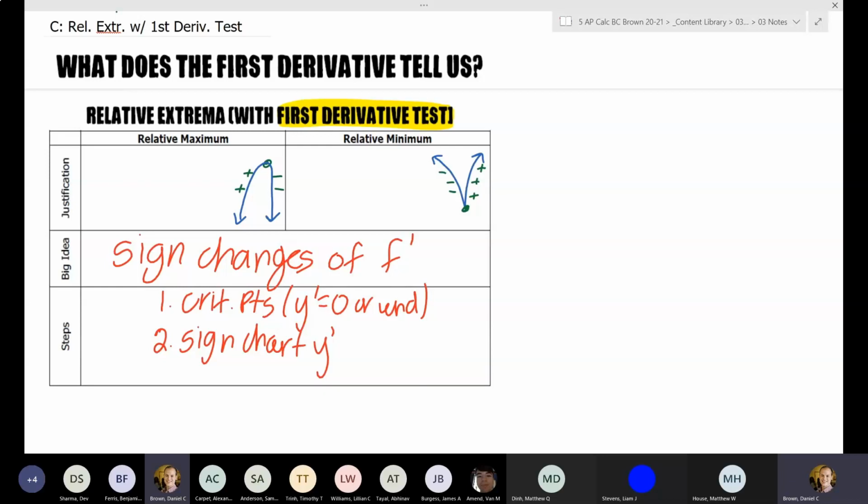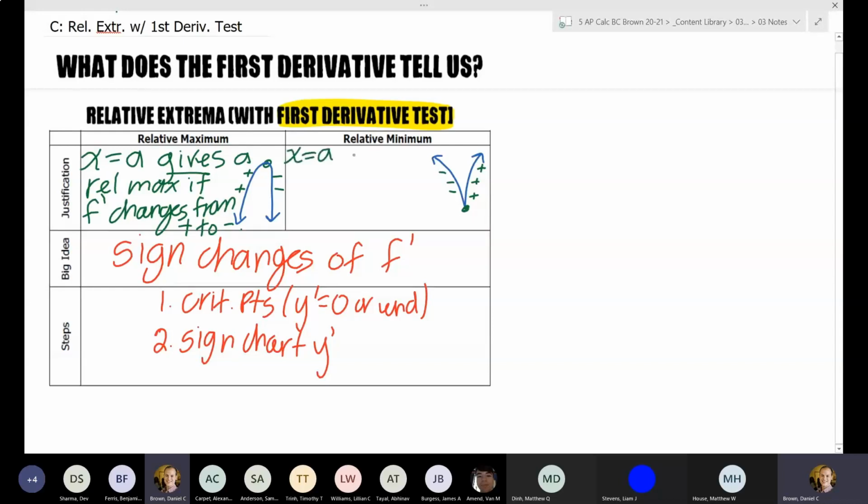So we know that x equals a is going to give a relative maximum if f prime changes from positive to negative. So again, we know we have a maximum if our derivative changes from positive to negative, because logically that means your function is going from increasing to decreasing.